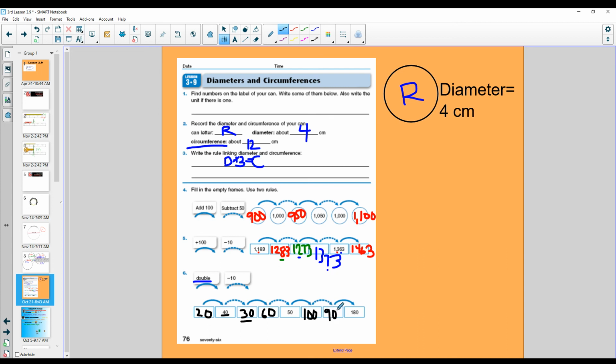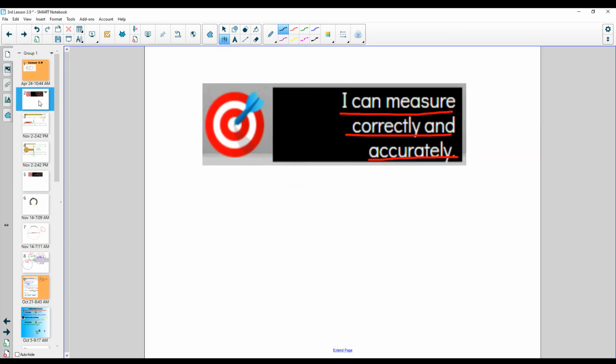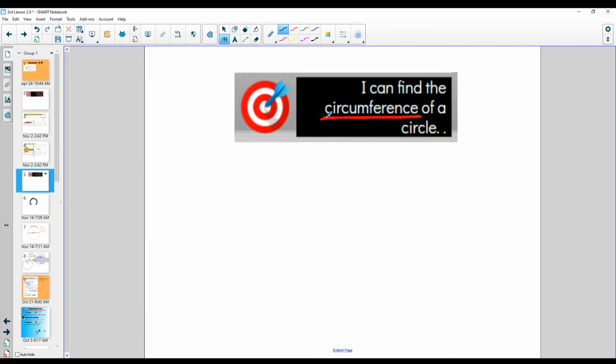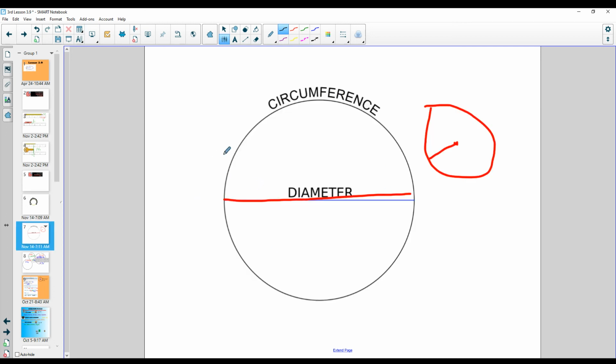All right, third graders, hopefully you're on target today. Remember, you need to be able to measure accurately. And today, you need to remember what the circumference and the diameter of a circle are so that you can figure out the circumference. Remember, if you figure out the diameter, you add that 3 times to get the circumference. Have a good day and be on target.